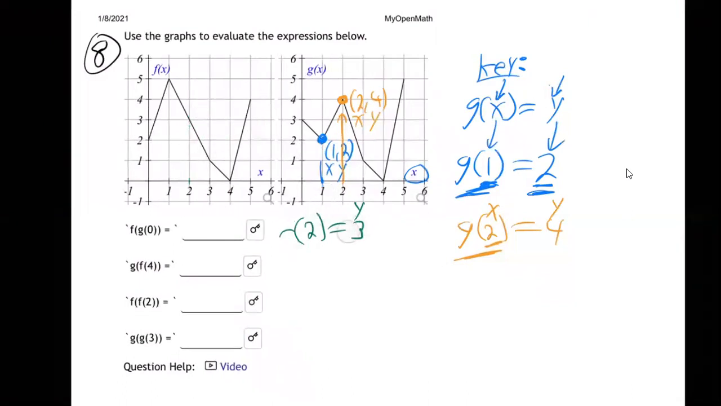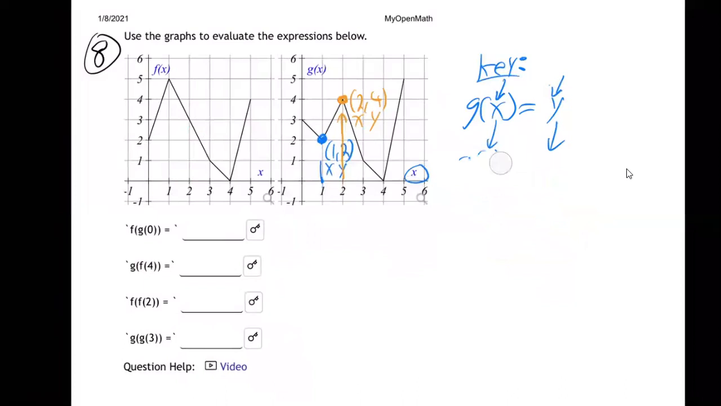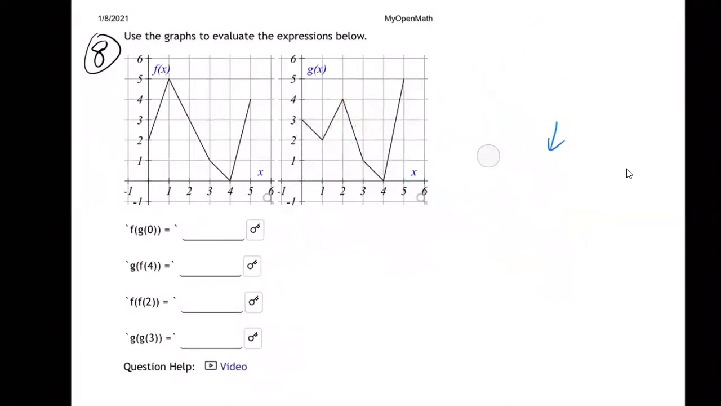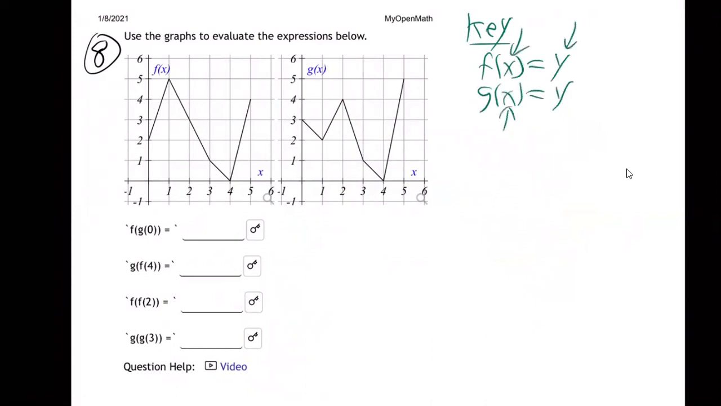Now, let's put it together, two functions at the same time, putting one function inside of another. Again, let me put the key up here. The key: f of x equals y, or g of x equals y. The input is x, the output is y for either g or f or any function. All right, so getting back to it. So this one then is f of g of 0.